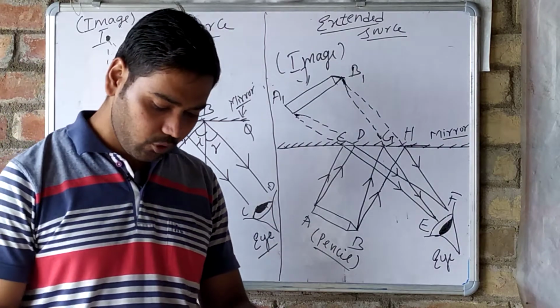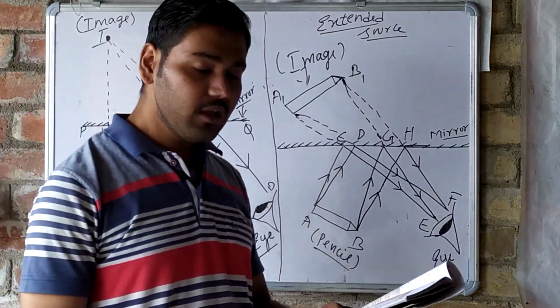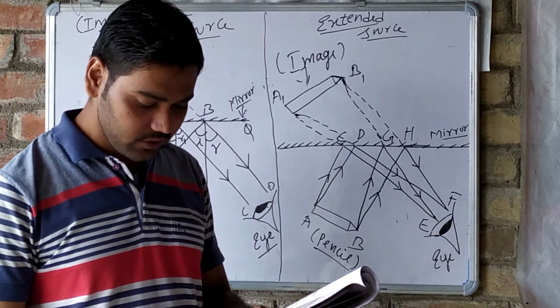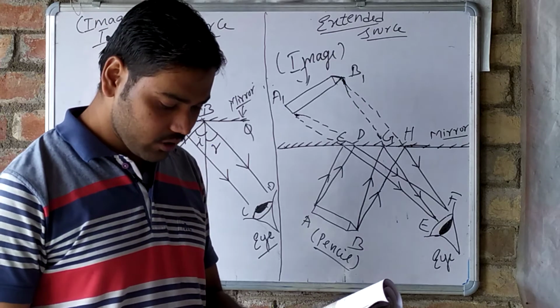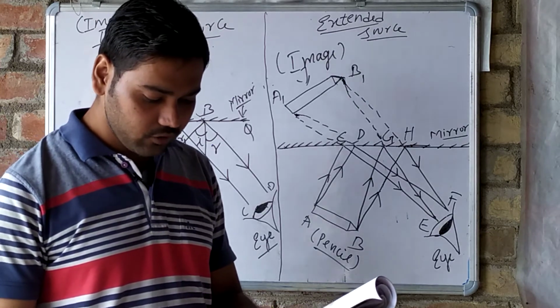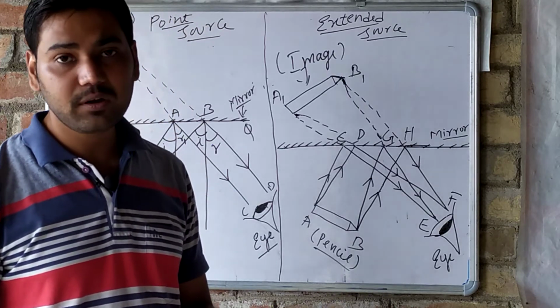Now see, in the spotlight given on page number 63, some characteristics of the image are given, which is very important. It can be asked in the exam. Okay, first one is: image is virtual. It means the image cannot be taken on the screen.